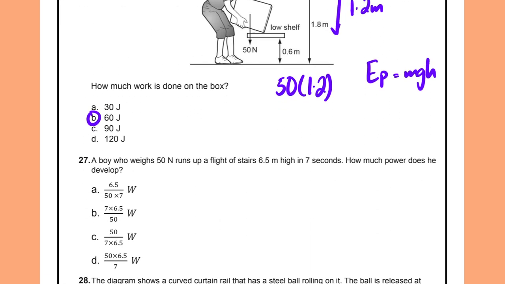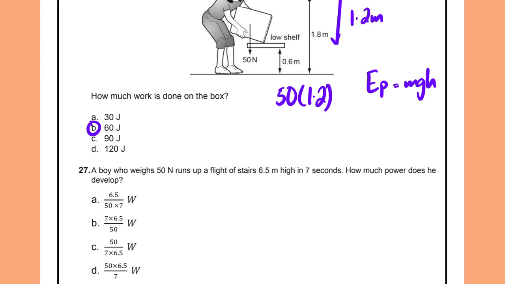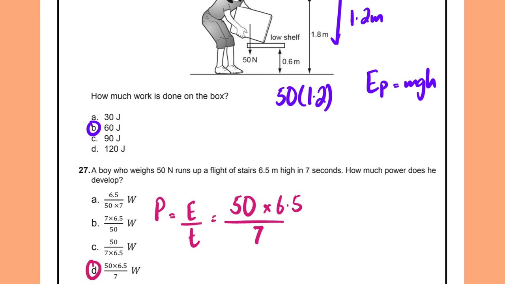Question 27. A boy who weighs 50 Newton runs up a flight of stairs of 6.5 meters height in 7 seconds. How much power does he develop? So we did a question like this just moments ago. So again, mg is 50, height is 6.5. So this is his energy and divided by time. So I'm really using this formula. Power is energy over time. So 50 times 6.5 over 7. So that's part D.